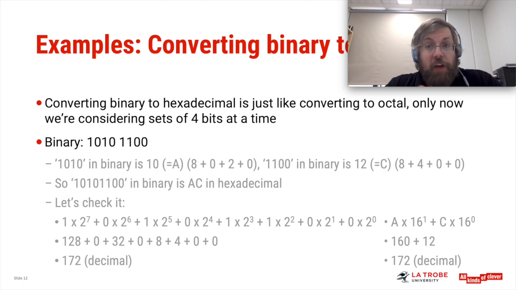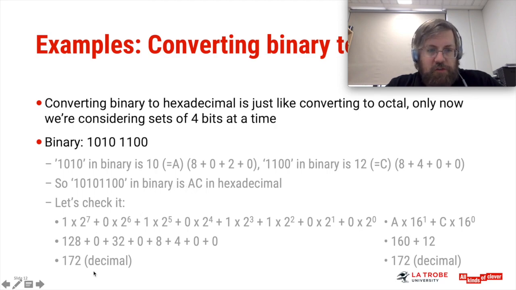Converting binary to hexadecimal is just like that. It's even easier, only now we're considering 4 bits at a time instead of 3 bits at a time. So if we have 8 bits, 1010 1100, we can convert that to hexadecimal by taking the first 4 digits as a chunk, 1010, which is 10, which corresponds to A, and 1100 is 12, which corresponds to C. So 1010 1100 in binary is AC in hexadecimal.